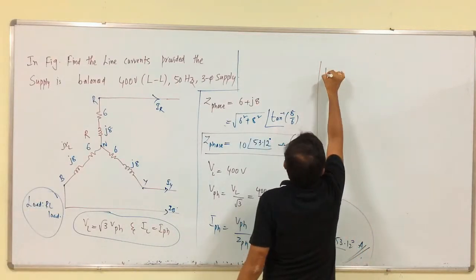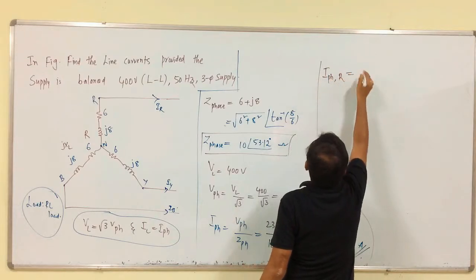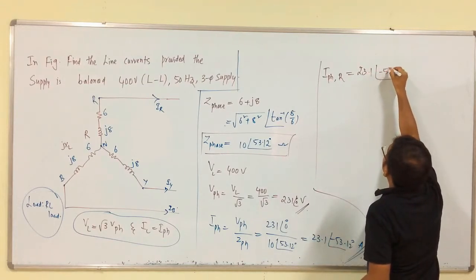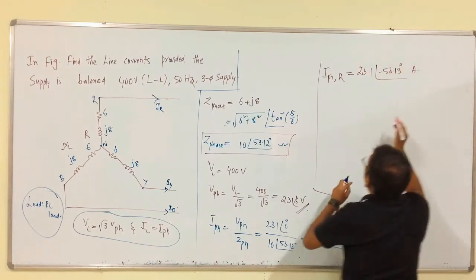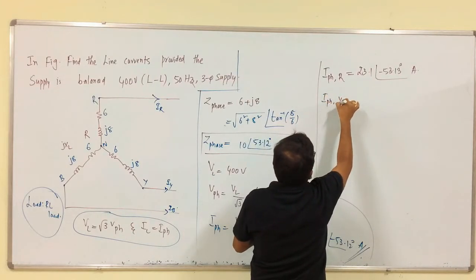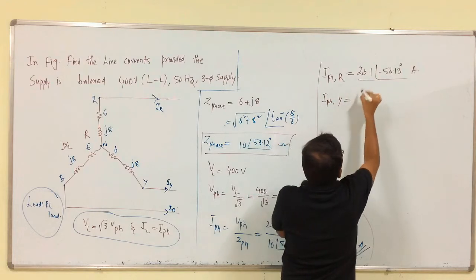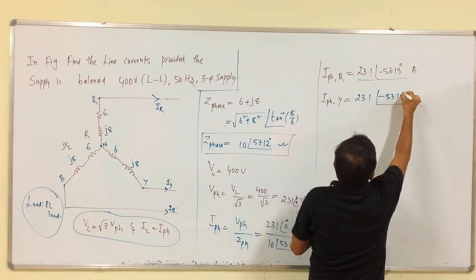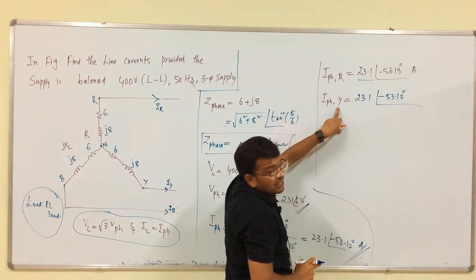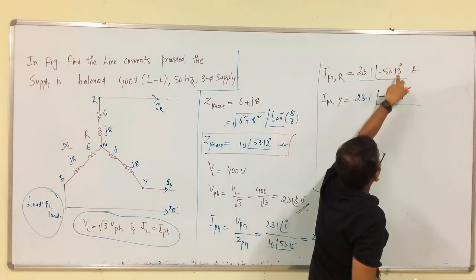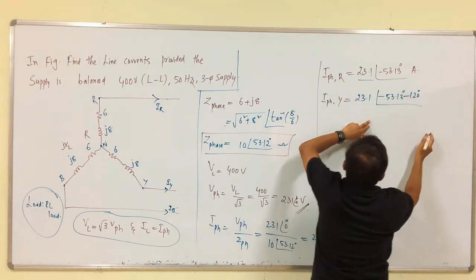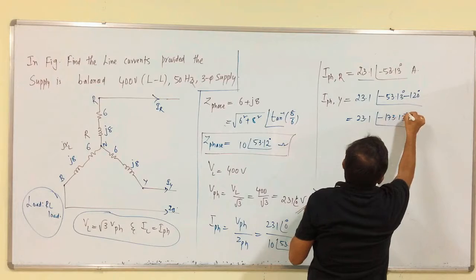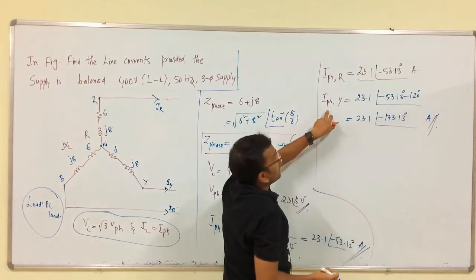It is better to write. The phase current of R equals 23.1 at an angle minus 53.13 amps. Then what about the phase current of Y? The magnitude is the same, 23.1, but between R and Y phase we have 120 degrees phase displacement, right. So, this is minus 53.13 minus 120 degrees. Here it is 23.1 at an angle minus 173.13 degrees amps. So, this is the phase current of Y.